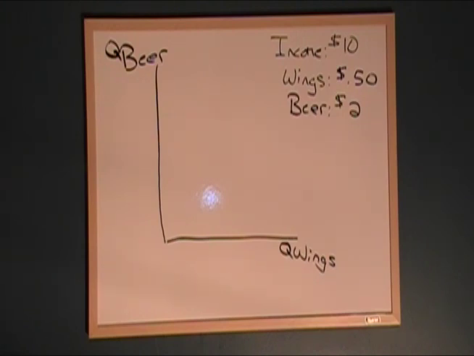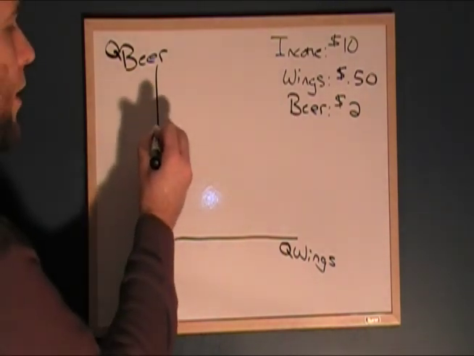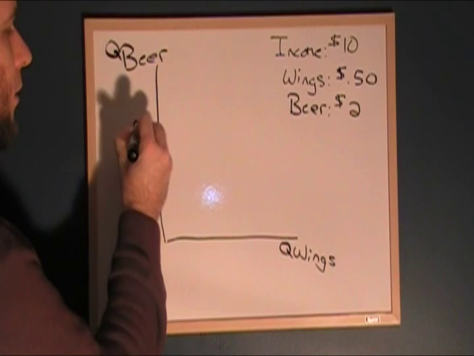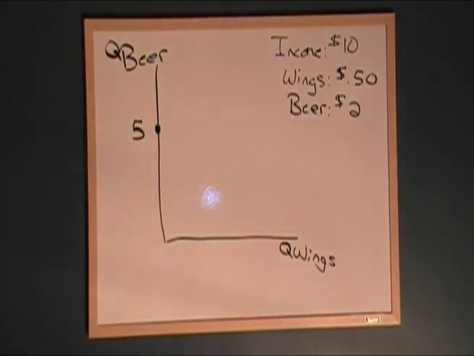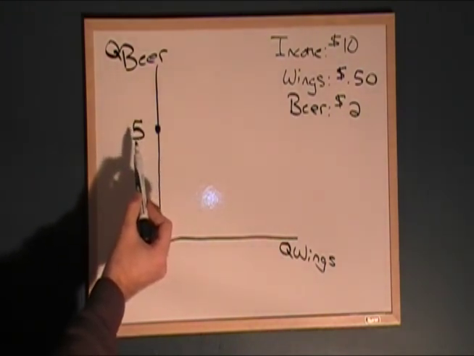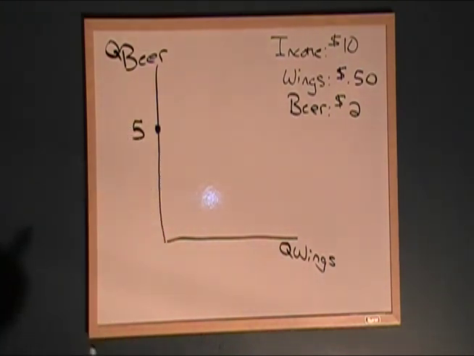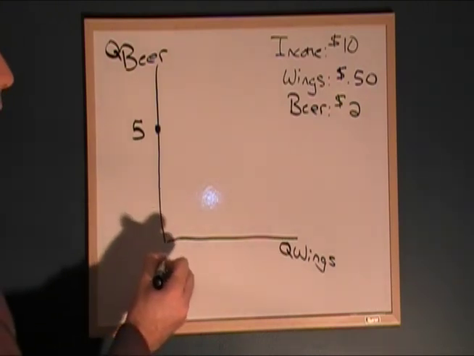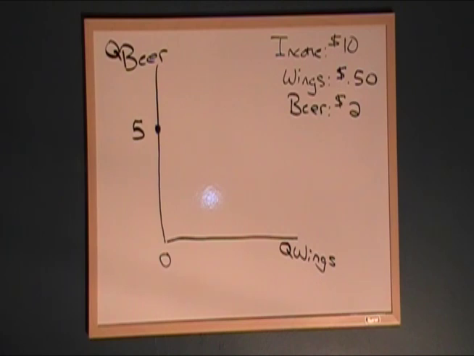Well, we know that we have $10 and we know that a beer costs $2. We can do a little bit of simple math. 10 divided by 2 is 5. So let's go ahead and make a point here and label it 5. This is one choice that I could have. If I consumed 5 beers, I will have spent $10. How much would I have left to spend on wings? The answer is 0. So one point could be 5 beers and 0 wings.